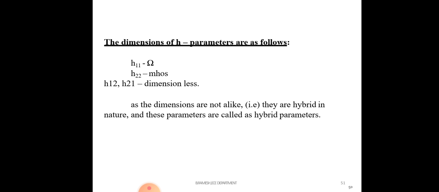The dimensions of the h parameters are as follows: h11 is in ohms, because it is impedance V1 by I1, and the unit of impedance is ohms. Admittance is represented in mho, and current gain and voltage gain are dimensionless. As they are not all of the same kind, they are hybrid in nature, and these parameters are also called hybrid parameters. You can see the equations here.